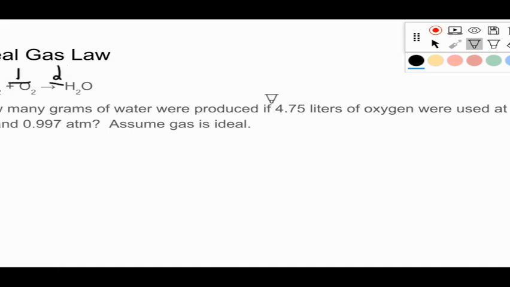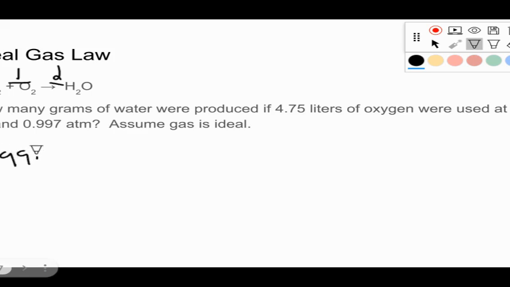How many grams of water are produced if 4.75 liters of oxygen were used at 122 degrees Celsius and 0.997 atmospheres, assume the gas is ideal? So this is a lot more information than what we were given in the last one. If it says assuming gas is ideal, or if it gives you all kinds of variables, it's indicating you need to use the ideal gas law. So let's use our ideal gas law.